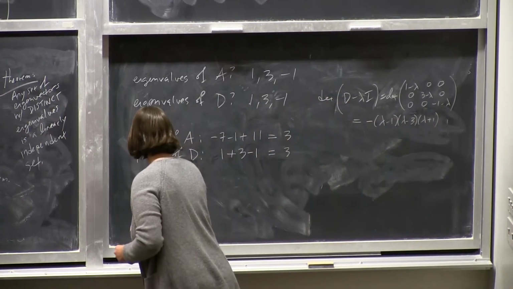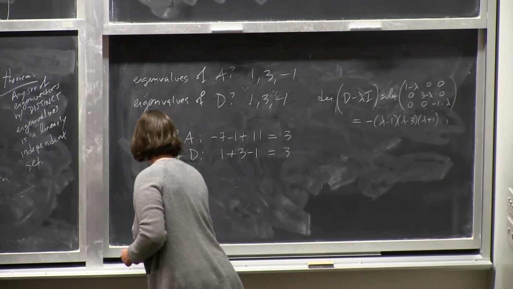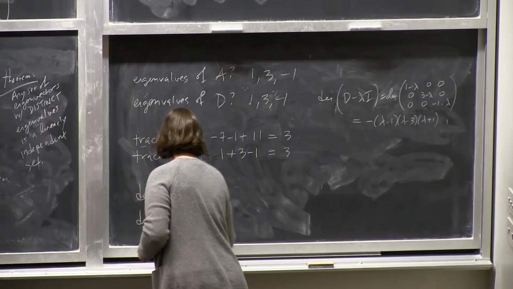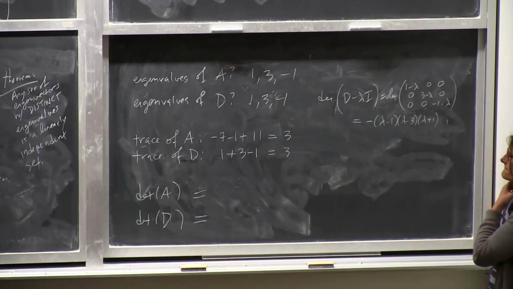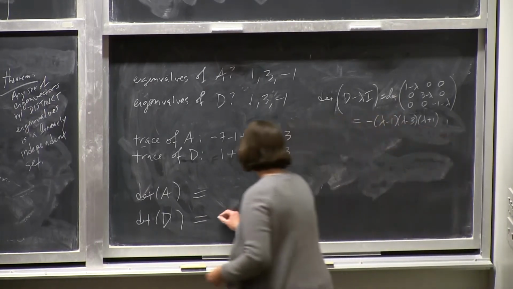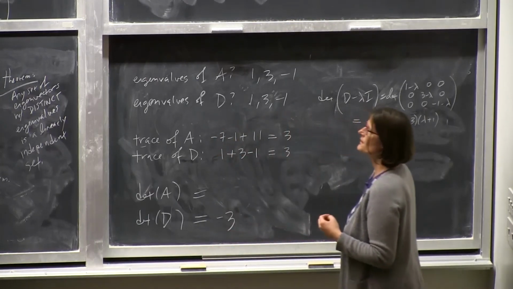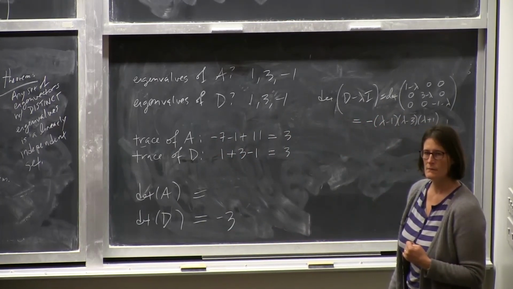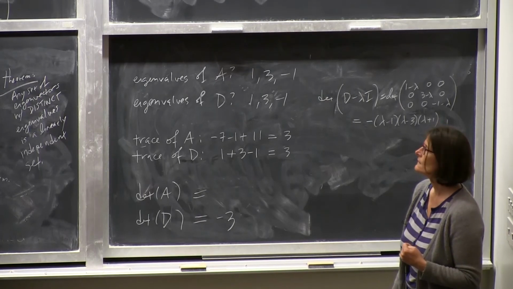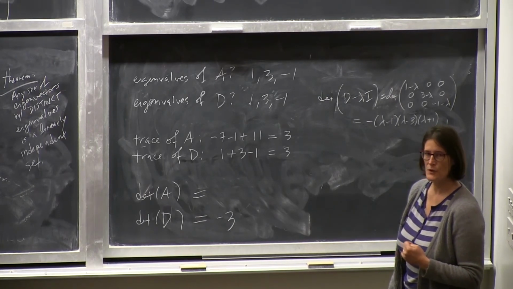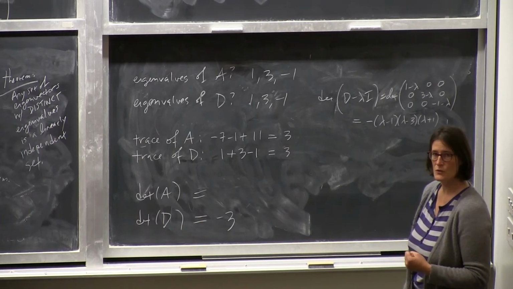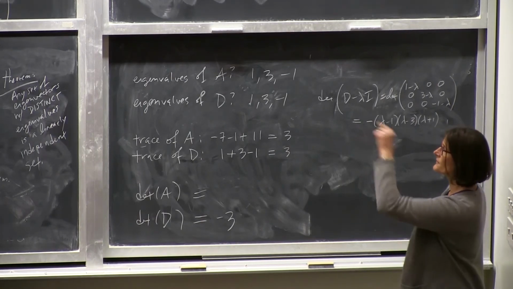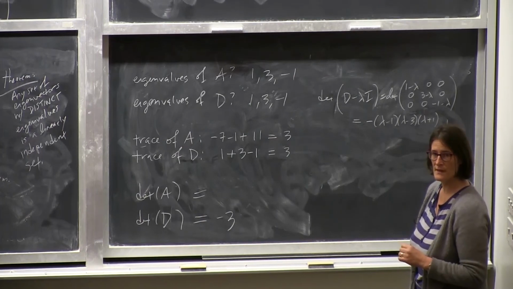If I compute the determinant of A and the determinant of D, the determinant of D, can you do that for me? Minus 3. The determinant of A, given enough time, can you do it for me? You're going to have to do a cofactor expansion. You're going to have to compute 3 2x2 determinants. Are you confident you could compute that determinant for me in 5 minutes?